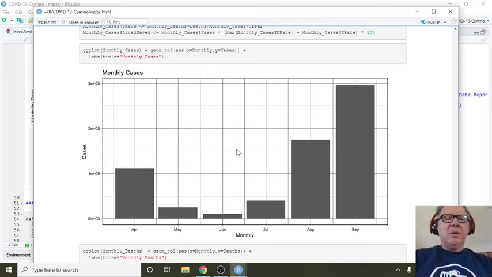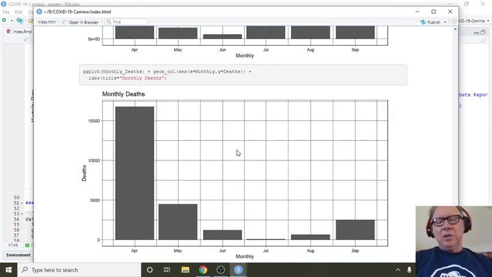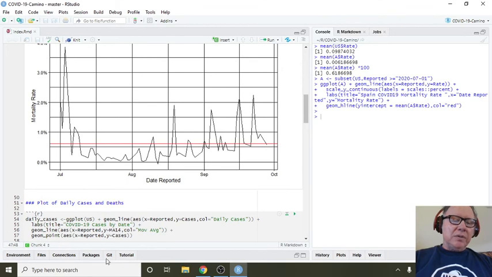Once again, monthly cases. I mean, it's not even close. September just went way past August cases. Deaths also, at least double the amount of deaths for September as it was in August. So this is 5,000. This is 2,500. You had 2,500 deaths in September. So that's not a good situation for Spain.